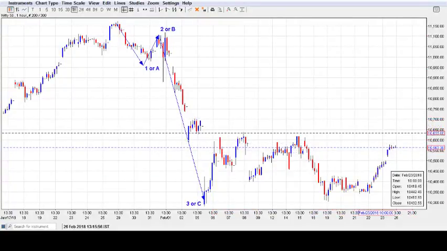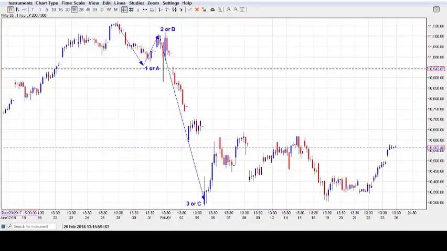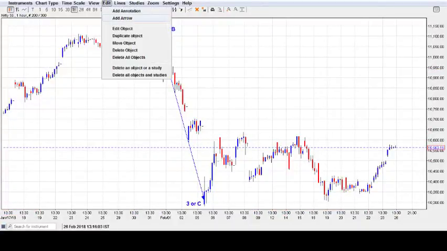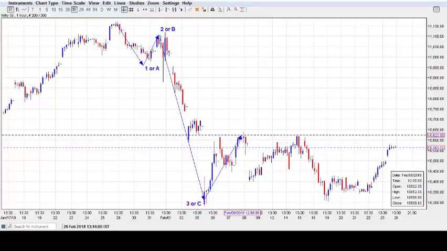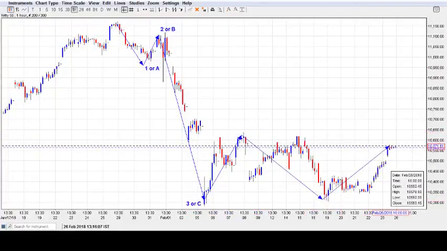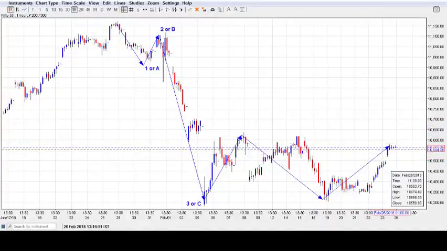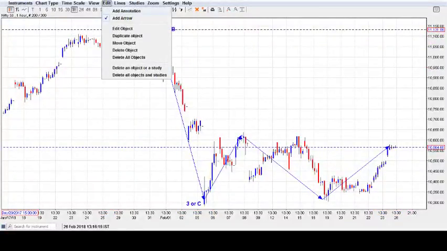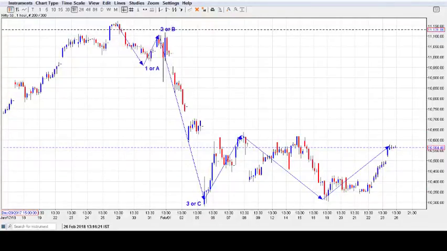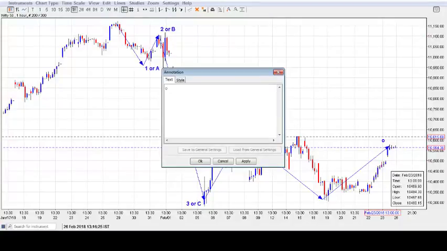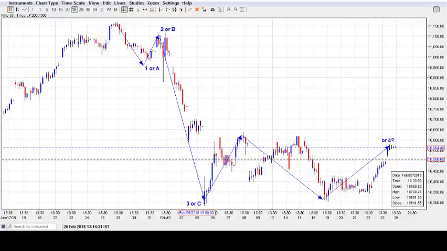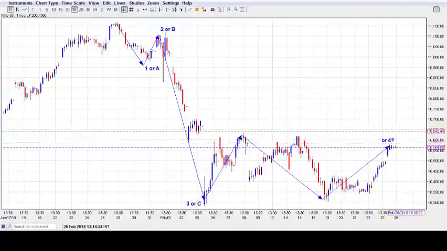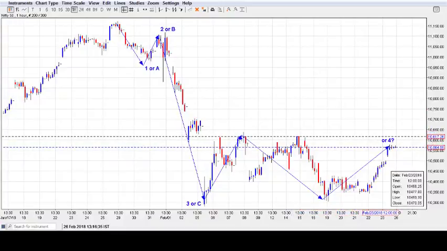This consolidation, which is going on right now, could be in its last wave. We cannot plot wave 4 right now, but as an alternate, you can place a question mark here. Could be wave 4. We don't know, okay, but it could be wave 4. That's why we are placing it as an alternate.